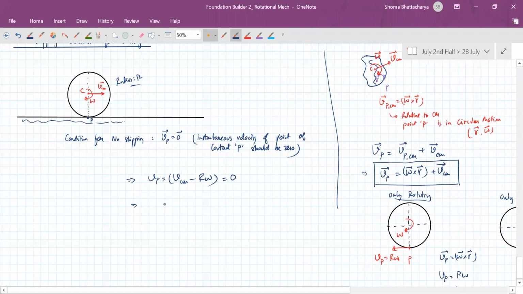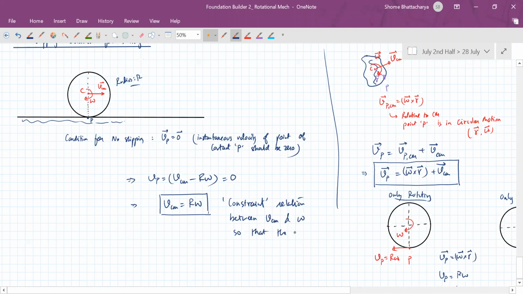So the condition for rolling is that the angular velocity and the linear velocity are related by this constraint relation. Okay, so this is a constraint relation between the linear velocity of the center of mass and omega about the center of mass, so that the point of contact does not slip.